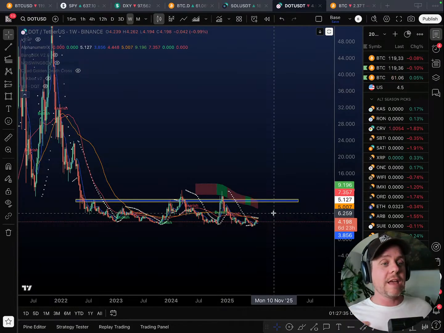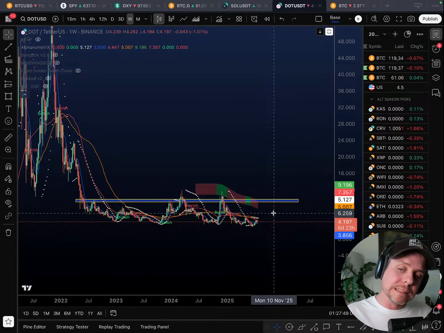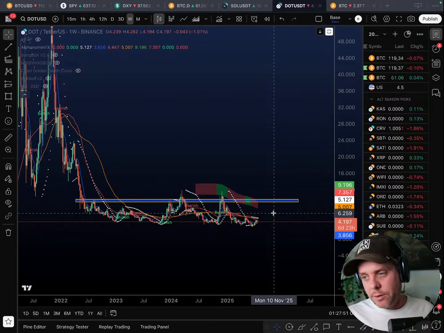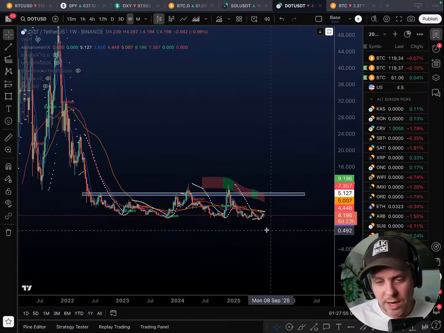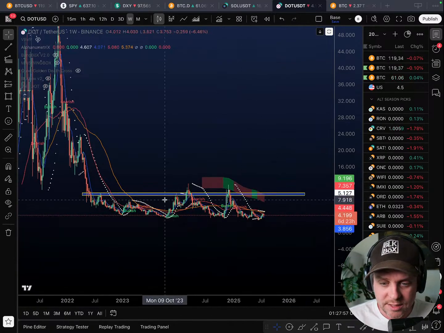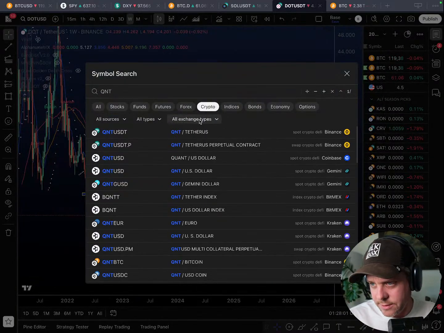This is just, if I was in your situation, I might look to a way where we could lower the cost basis, because you're potentially looking at the lower end of the range, and it's going to take us 100% just to get to the price where it might break out. Again, your mileage may vary. You got to make your own decisions, but that's kind of what I would do. But that's DOT. All right, we got one for QNT. Let's take a look at QNT.